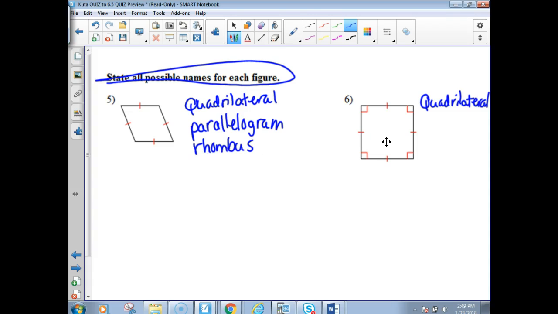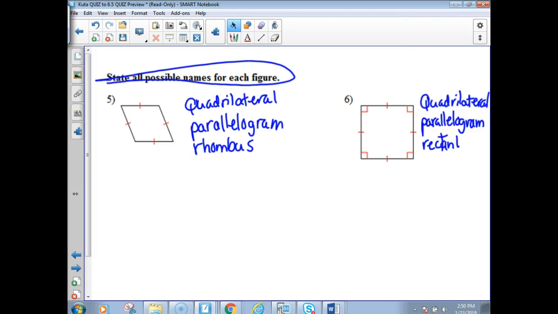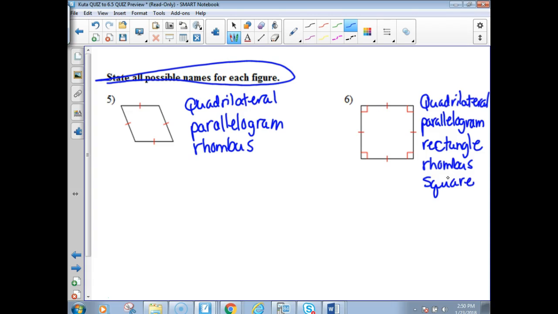This one has a list. It's a quadrilateral. Does it have opposite sides parallel? Yes, so it's a parallelogram. It also has right angles, therefore it's a rectangle. Oops, I messed up my spelling of rectangle. Excuse me, let me fix that. Rectangle. And then because it has 4 congruent sides, it's a rhombus. And then because it has both a rectangle and a rhombus, it's also called a square. Okay, so the square can be called all of those things.